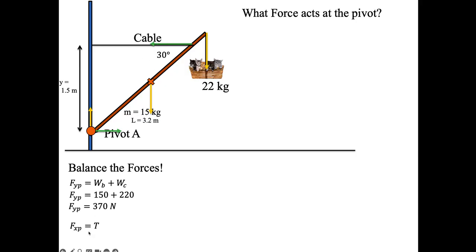So the X force at the pivot has to be equal to the tension. And if this was all we had, I'd be stuck. I couldn't figure the rest of this out. But luckily, that's not all we have, right?